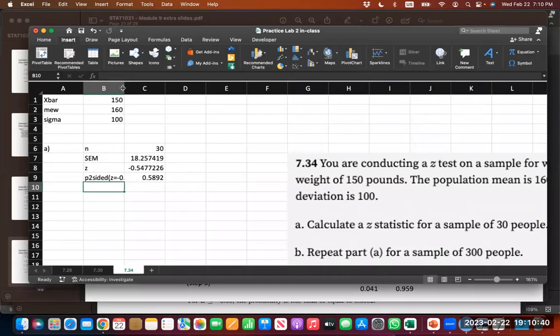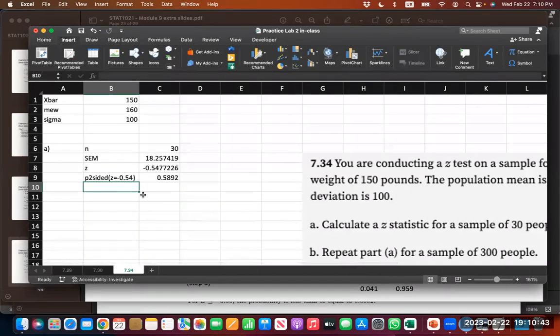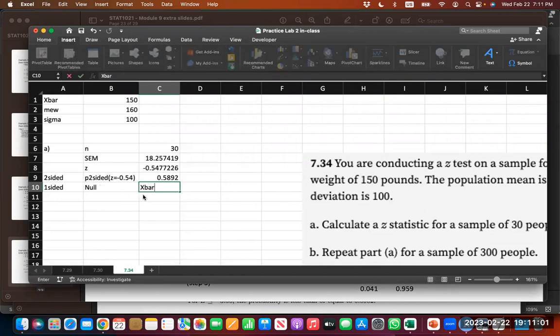If we were to test a one-sided hypothesis, so this is two-sided, this is one-sided, now we are pursuing a null of x bar being greater than mu, and the research hypothesis is x bar smaller or equal to mu.